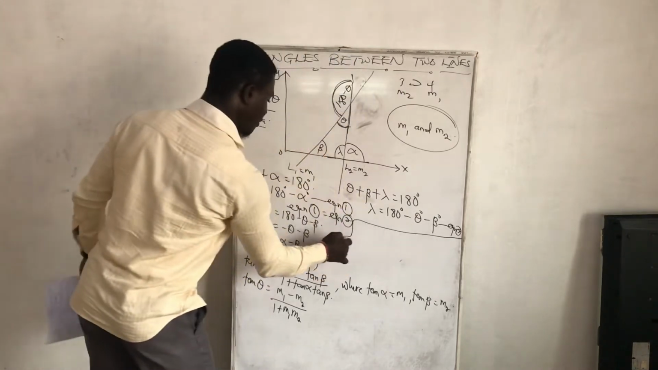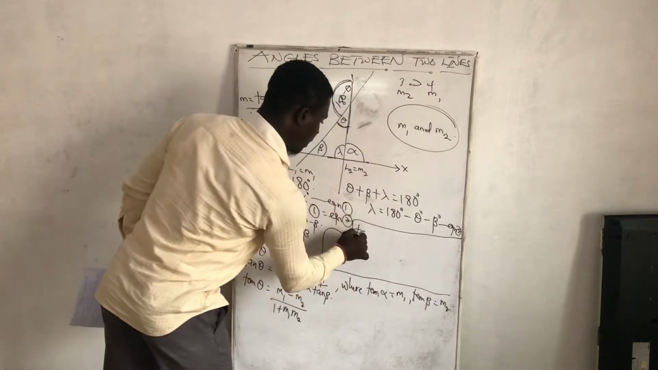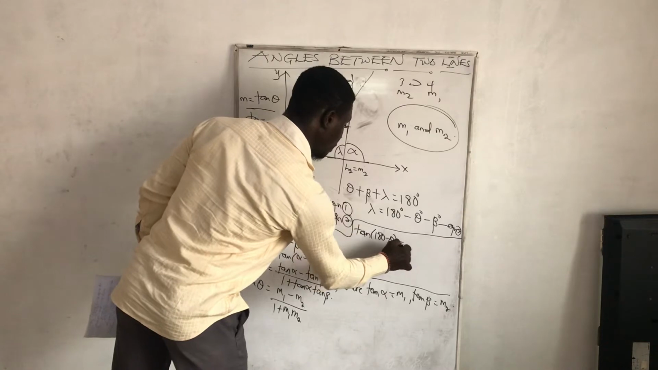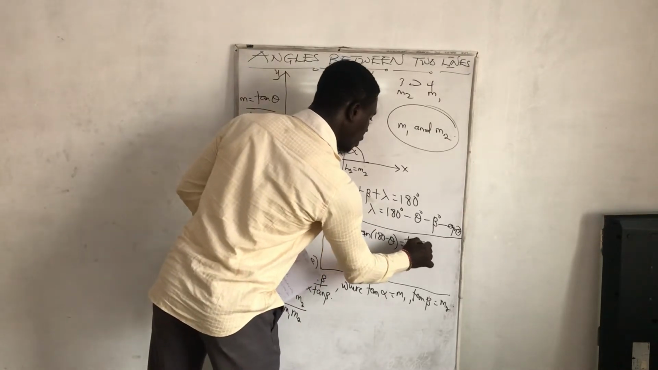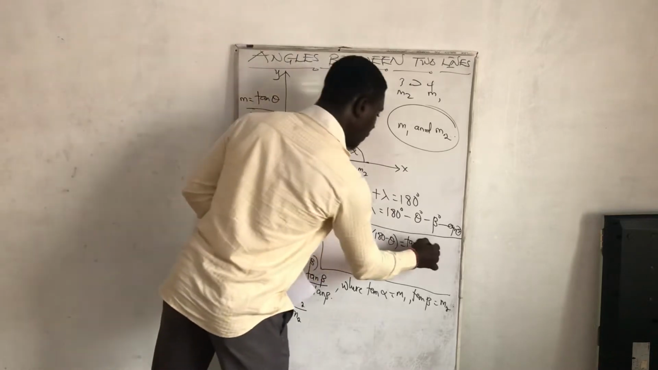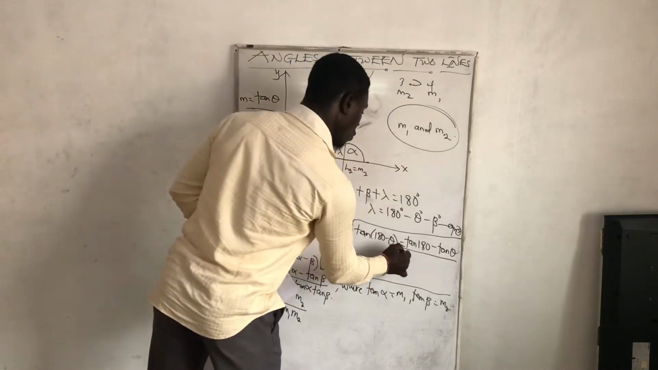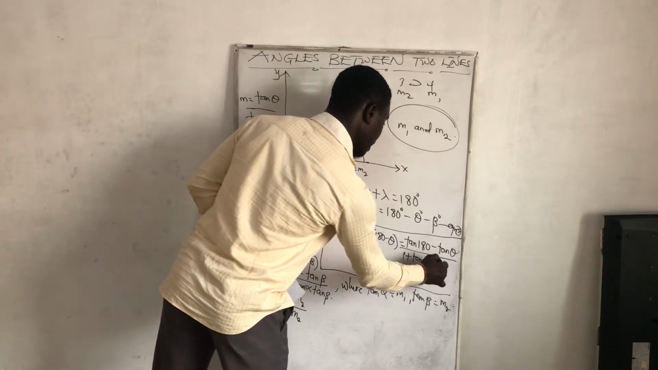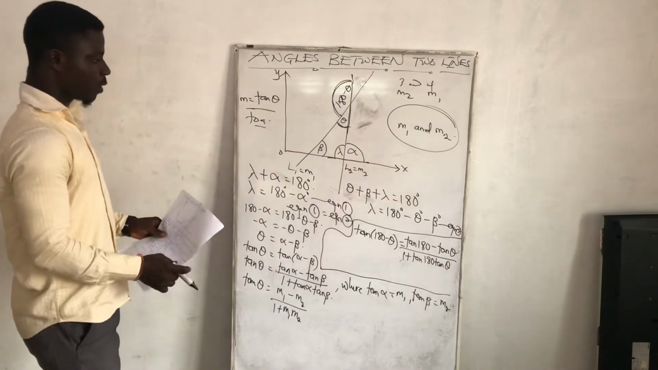Let me write here. So tan 180 minus theta must be equal to, we apply the same rule, tan 180 minus tan theta, all on 1 plus tan 180 times tan theta. Right. So now, let's proceed.